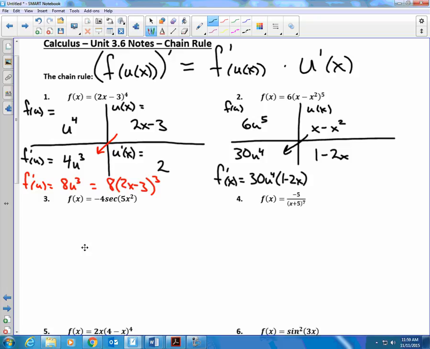So I could take the 30 times the 1, and I get 30. 30 times the negative 2x is minus 60x times u. What is u? X minus x squared to the fourth power. That's what u is. That's what goes in for u. I plug this into there.